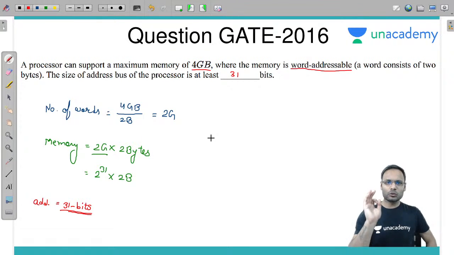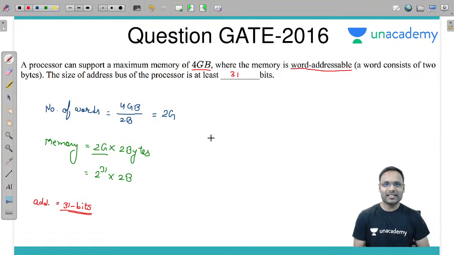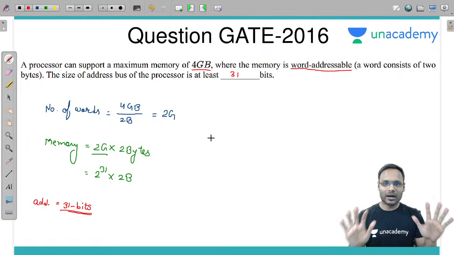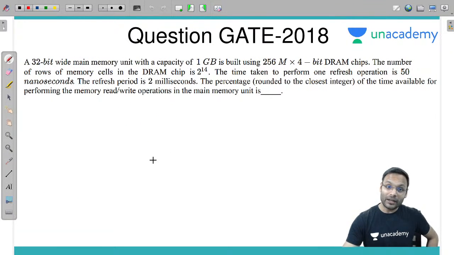A very simple question this was. A 2016 1 mark question. If such a question comes in the GATE exam, you will hardly take 10 seconds to read the question, after that 15 seconds to solve it. Total 30 seconds, 1 mark done. Another question. A similar kind of question we have already solved previously, so I will now solve only the required part.